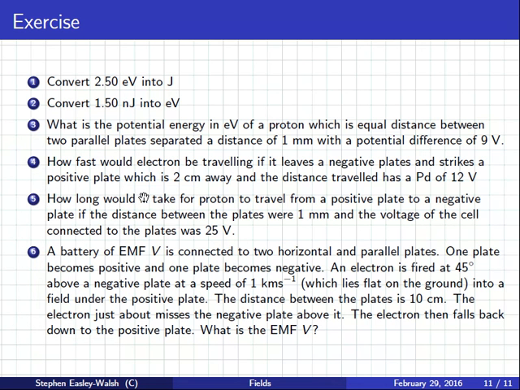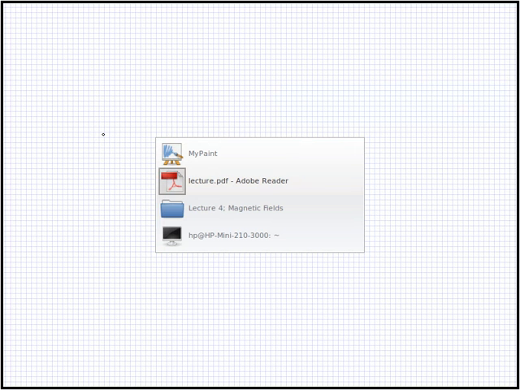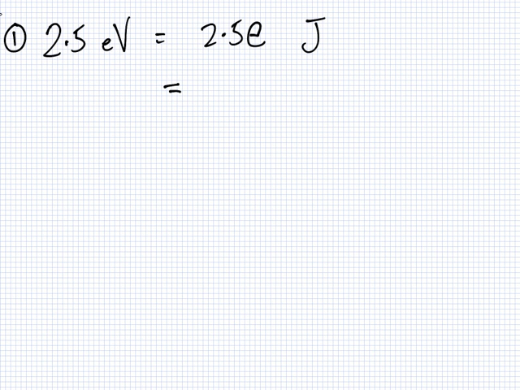Convert electron volts into joules. So, if you have your calculator, how many electron volts is it? 1.602 multiplied by 10 to the minus 19. But how many in the question? 2.5. 2.5 electron volts will equal 2.5 times E joules. Do you know how to do this? 2.5 multiplied by 1.602 times 10 to the minus 19, which is 4.005 times 10 to the minus 19.